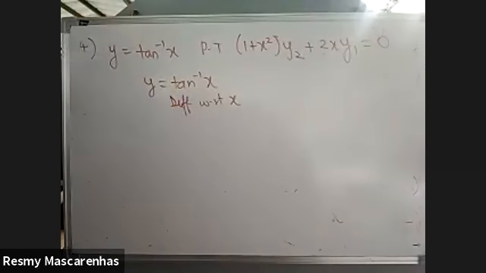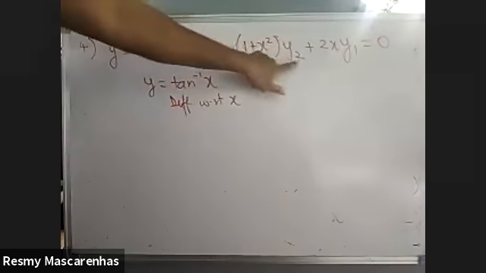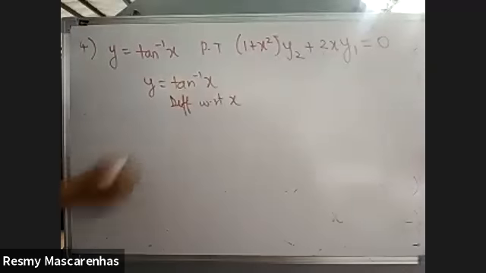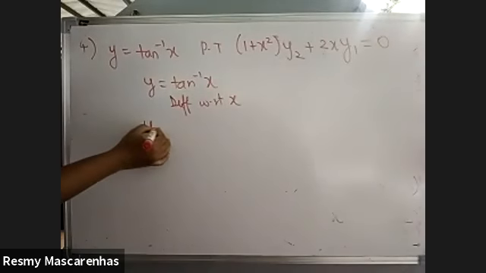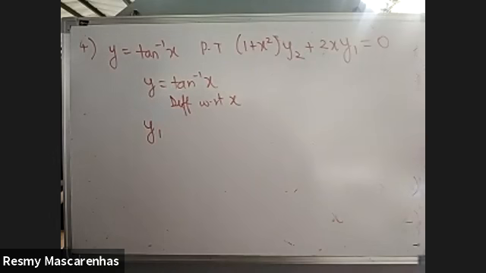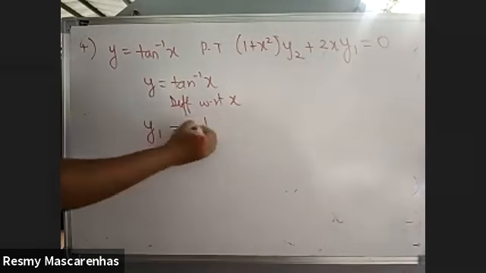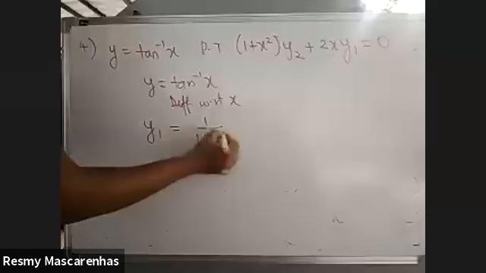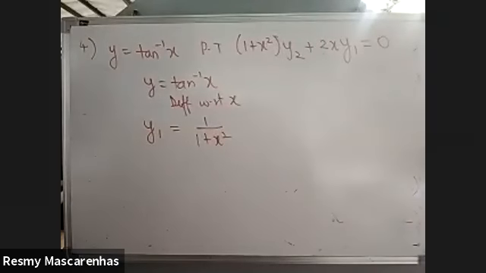So when you differentiate, they have given it in terms of these numbers. So follow that only. Don't write dy by dx. Instead of that, you can write it as y1. If they have used these numbers, you follow this. So y1: the derivative of tan inverse x is 1 upon 1 plus x square.